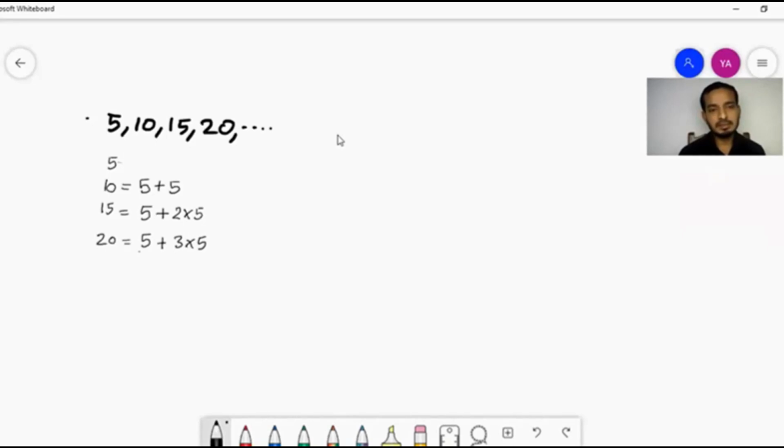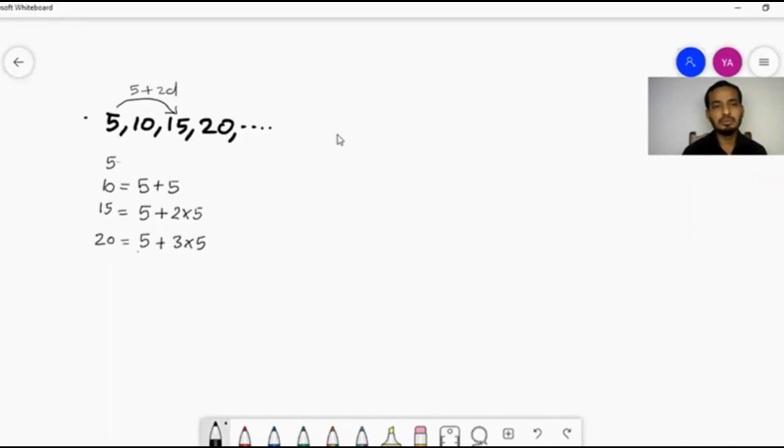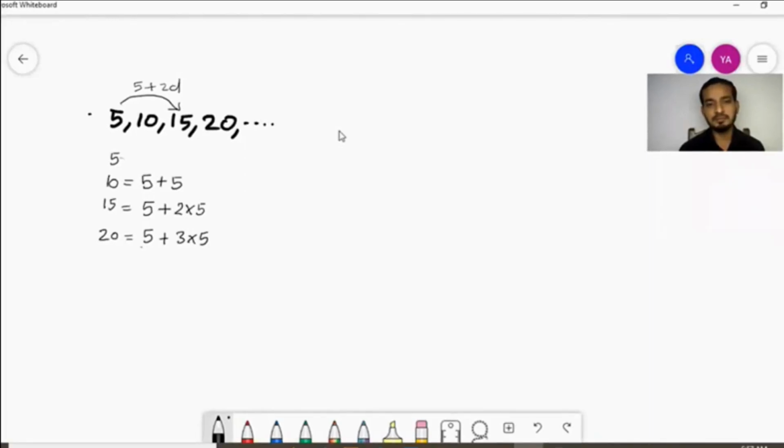So the sequence goes like this. To get the second term, we add 1 time the common difference to the first term. To get the third term, we add 2 times the common difference: 5 plus 2d. I wrote here 15 is equal to 5 plus 2 times 5. Here, the first 5 means the first term, and the second 5 represents the common difference. And 20 is equal to 5 plus 3 times 5. And the sequence goes like this.